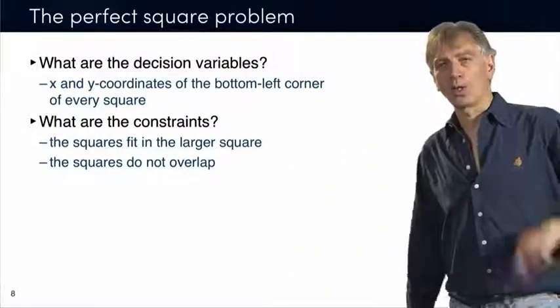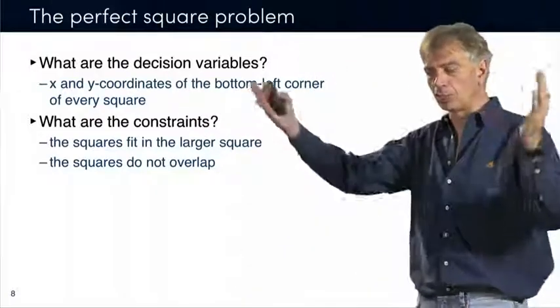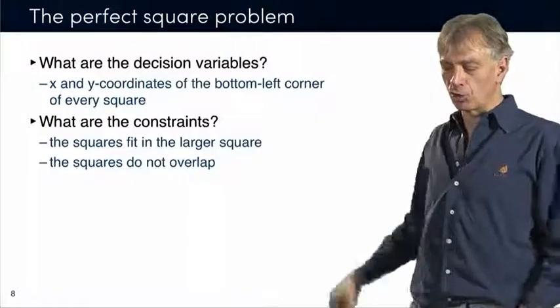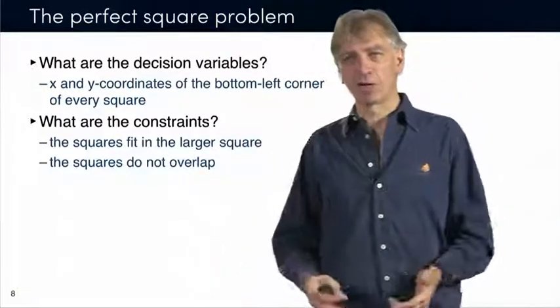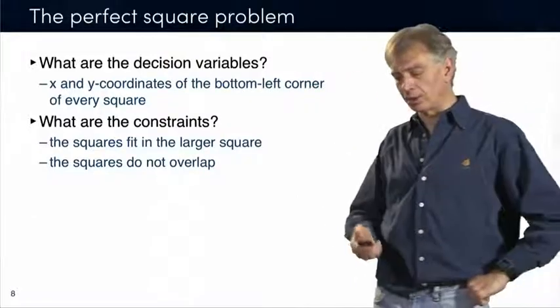Okay, what are going to be the constraints? There are two types of constraints. The first one is easy. The small squares have to fit in the bigger square. And then obviously the squares can't overlap. You want to make this big square, but you can't have the squares overlap.